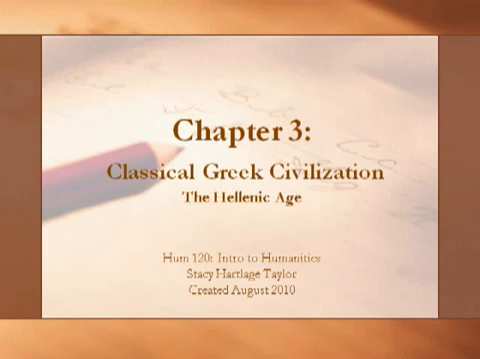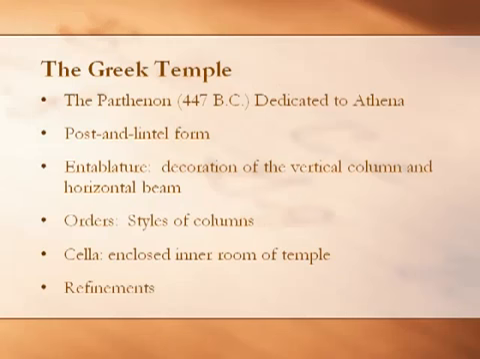Chapter 3, Part 2, Classical Greek Civilization, the Hellenic Age. The Greek temple was a symbol of religion and of architecture in classical Greece.